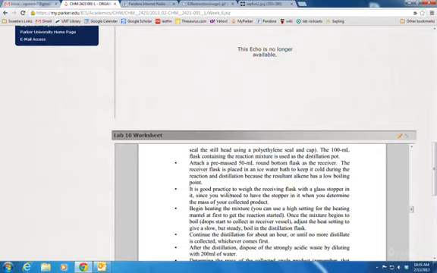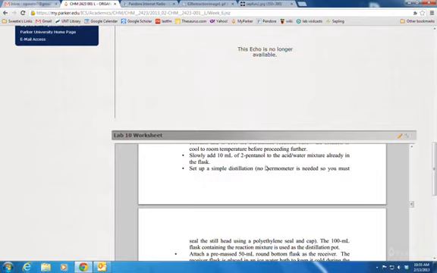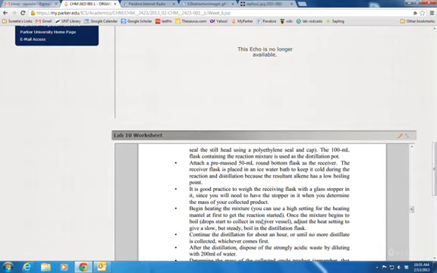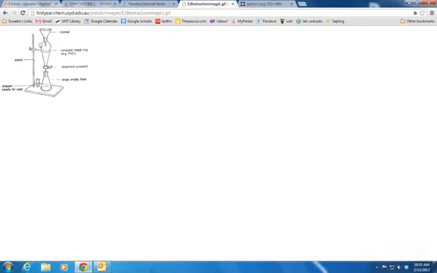So a distillation usually takes a while. It usually goes for about 2 hours or so. The other thing you're going to do, if you read through the directions, is separate it using a separatory funnel. Now let me show you a separatory funnel. It's going to look something like this.